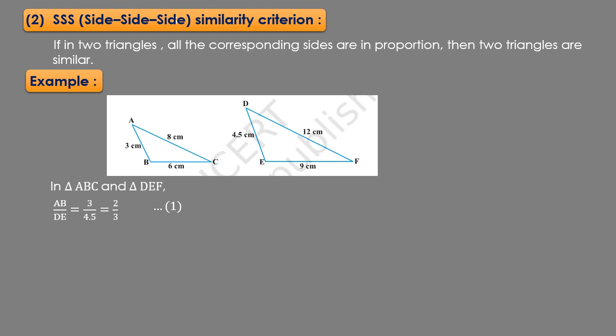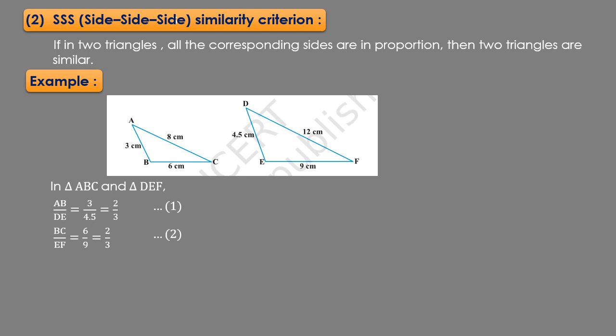Now, let us take the ratio of BC and EF. BC is 6 centimeters, EF is 9 centimeters. Writing the simplest form, we will find that it is equal to 2 by 3. So let us call this equation number 2.